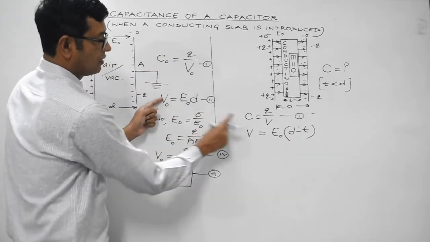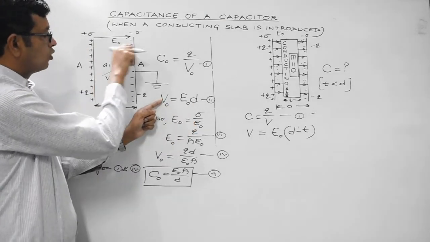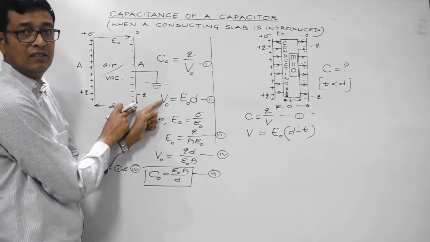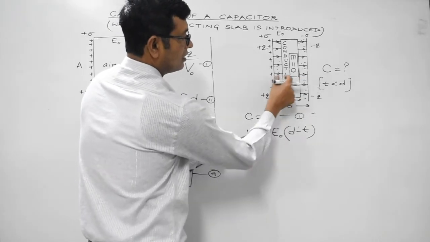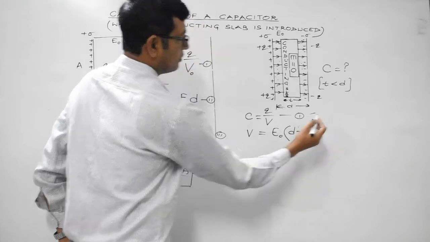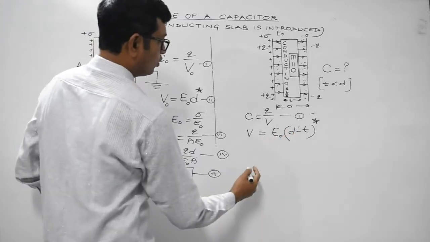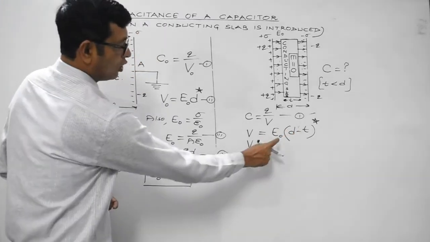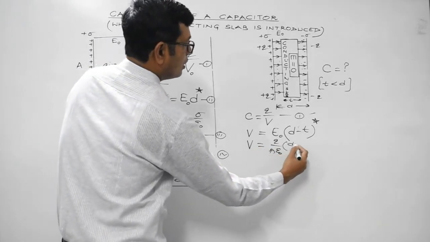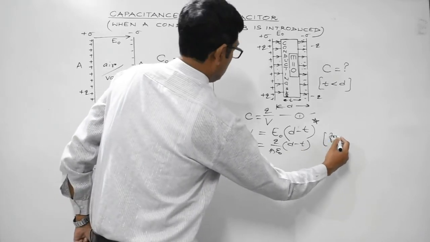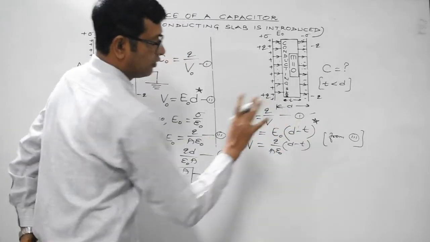Students, just consider the statement. Here it's E naught multiplied by d. Here the electric field was present throughout the region of thickness d, right? But here electric field E naught is present only in this distance, that is d minus t. So this is the important step. So substitute the value over here. So V will be equal to E naught, we are aware, E naught from 3 we get Q over A epsilon, times d minus t. From 3, you can substitute this value of E naught over here and we will get this.